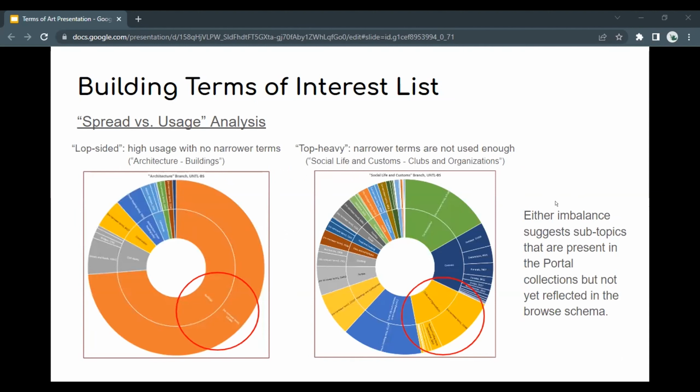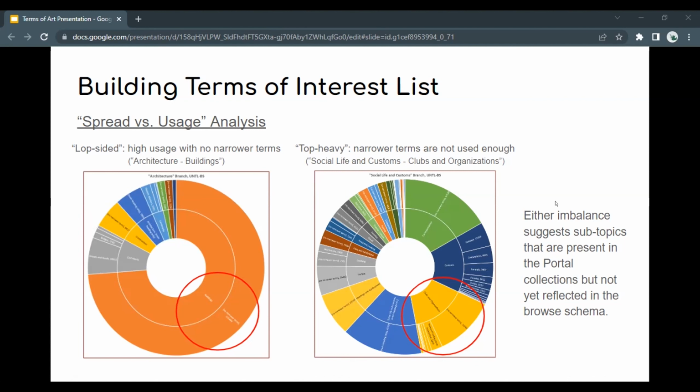Over the course of doing this spread versus usage analysis, I found that there were 2 major ways that a branch of the UNTL-BS schema could be imbalanced. The first was when a branch was lopsided, that is, when it saw a lot of usage on the portal, but had no narrower terms underneath of it. The term architecture buildings was one such example. That's the first sunburst chart on the left.